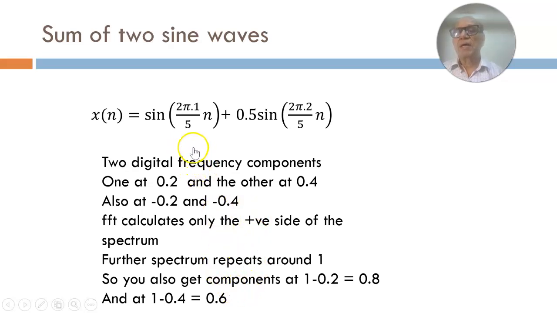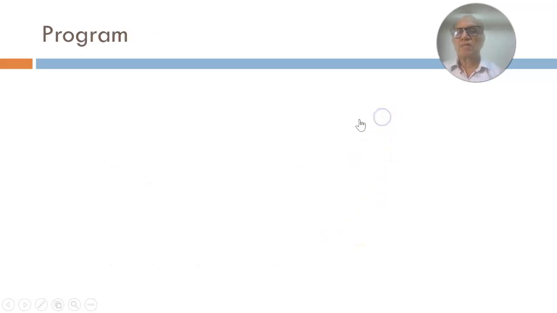Okay. And since these are sine functions, and basically Fourier series is calculated considering the cosine as the reference, you will get minus pi by 2 for the phase in this case as well. So we are going to verify this through the program. So let's look at the program now.